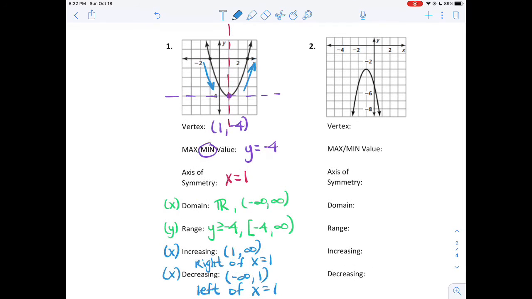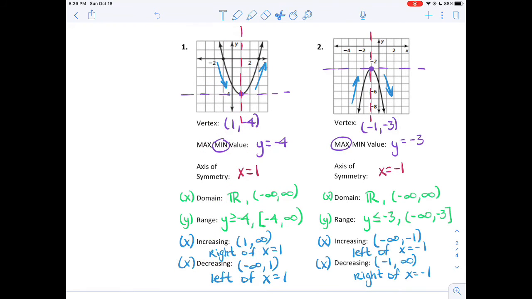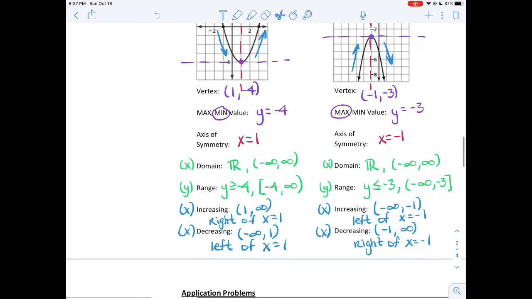I'd like for you to pause the video here and see if you can identify all of the things like we did in problem 1 on example 2 now, and then come back. Now let's see how you did. Hopefully you identified the vertex as being at the point (-1, -3). Because it's the highest value on the graph, it is a maximum, and it occurs at the line y equals -3. Our axis of symmetry is the line that vertically goes through the vertex, and it has an x value equal to -1.